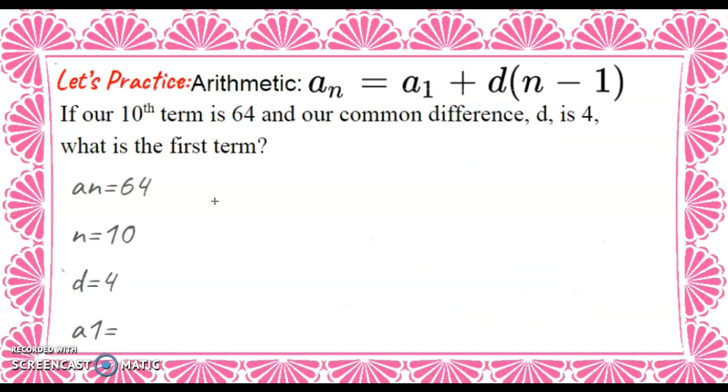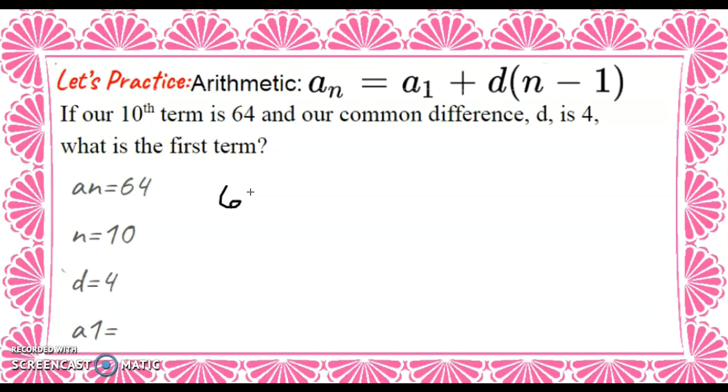Let's practice applying the explicit arithmetic sequence formula. If our 10th term is 64 and our common difference D is 4, what is the first term? So we know that our current number is 64. We have 10 terms. Our common difference is 4. We want to find the first term using that given information. So to do that, we're going to plug it into the formula.